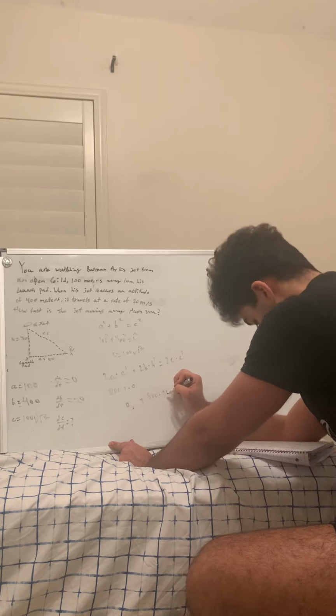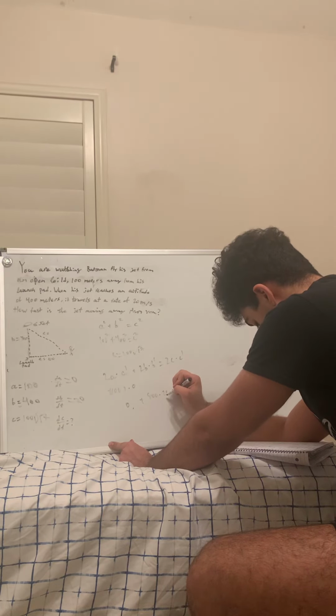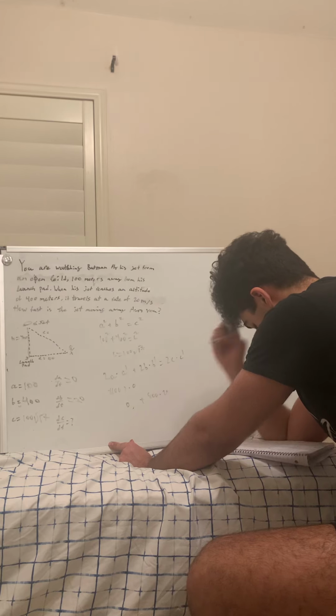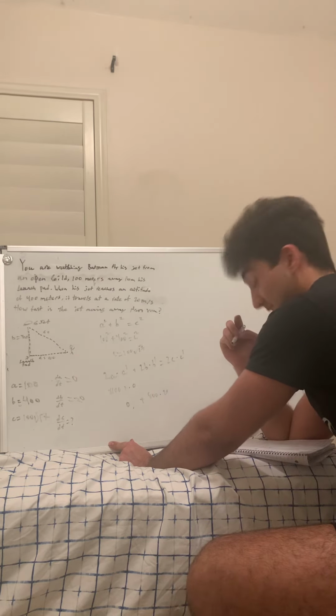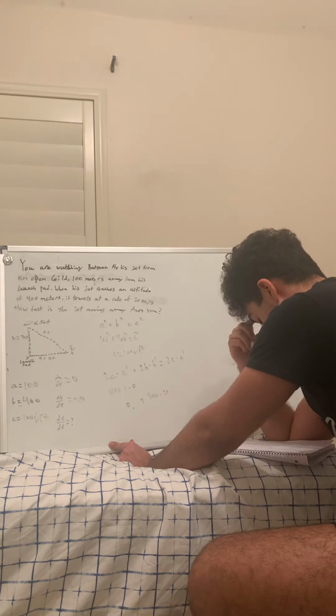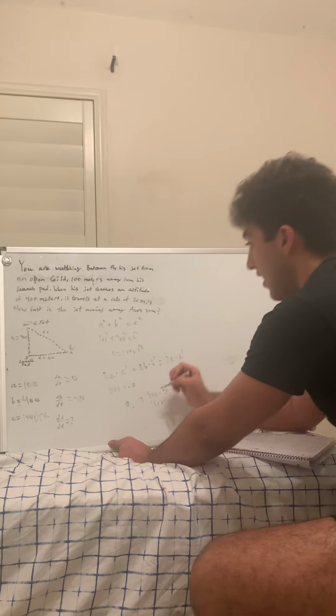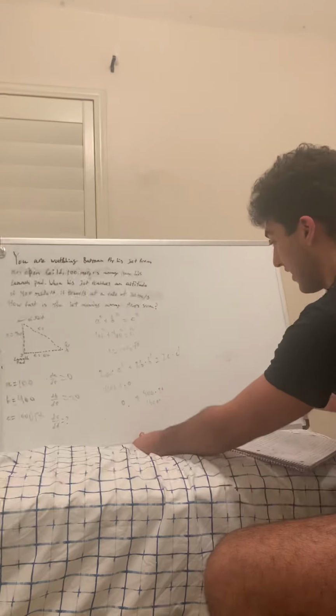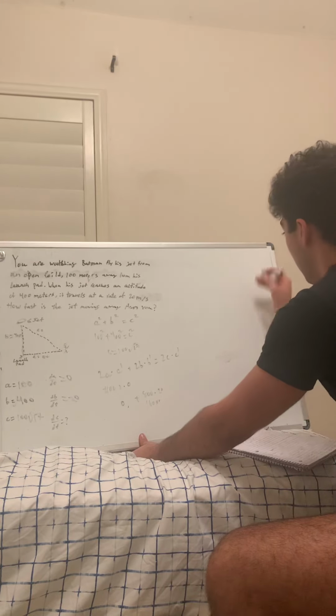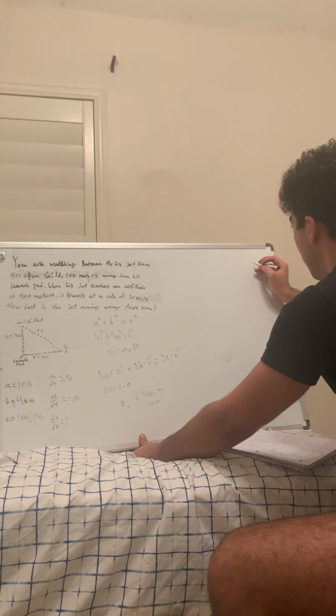which will give you, what is the math? What is it? 16. Wow, I can't do math. 16,000. Yeah, 16,000. I'm going to double check that. Yeah, 16,000. Dang, I hope I'm right.